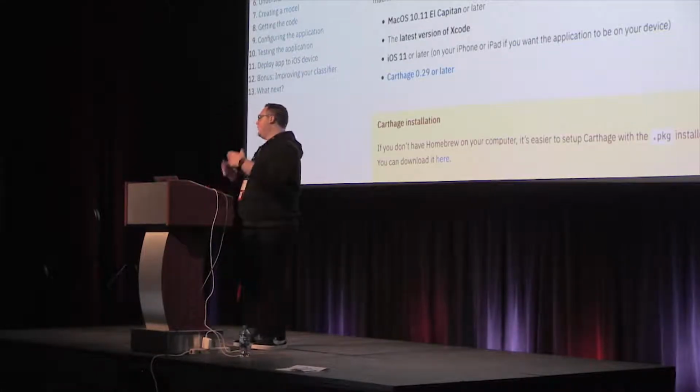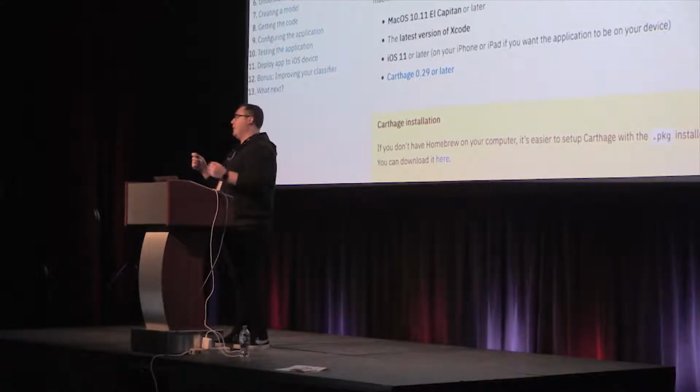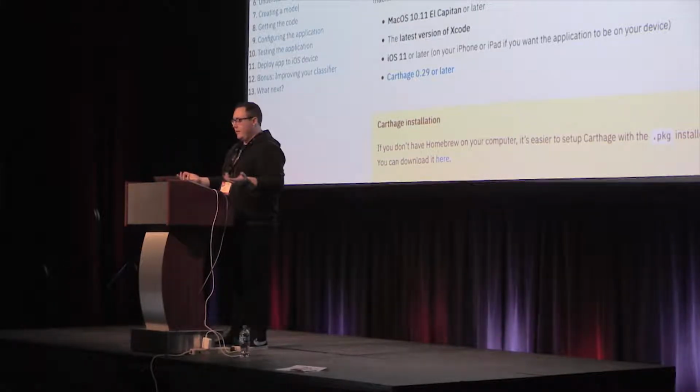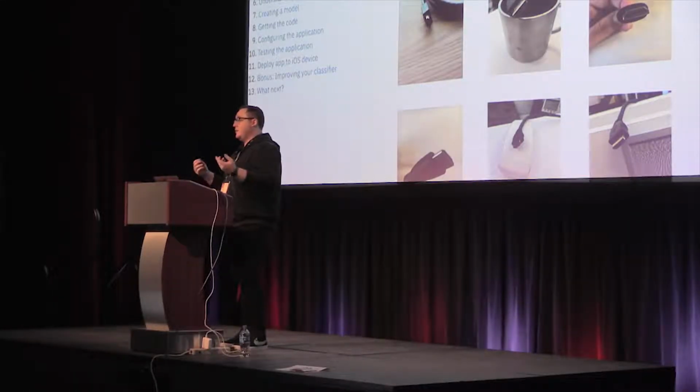So the application that we're going to be developing today is we're going to create a custom classifier that can identify different types of cables, USB, HDMI, VGA, things like that. So we're going to have some up here that you guys can use to take photos. But I just want to really briefly talk about what it takes to create a custom classifier.